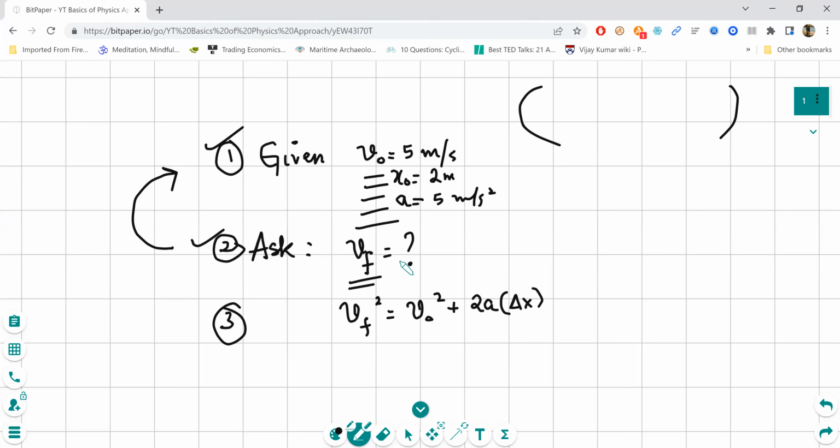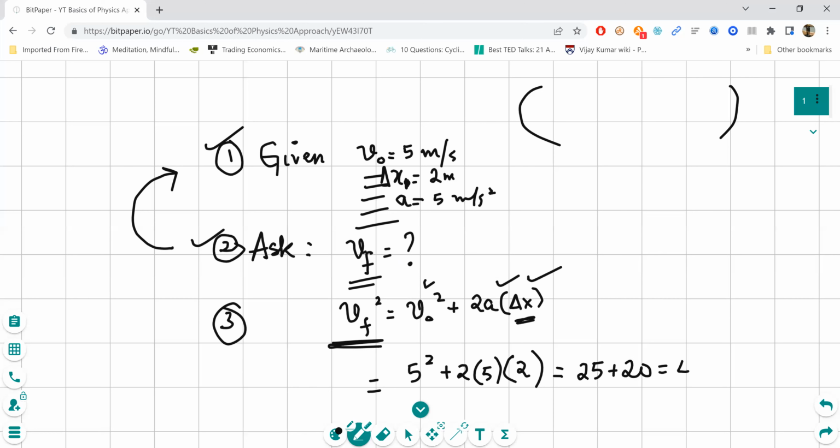And so we have this, and we have this, and so we can find final velocity would just be as simple as 5 squared plus 2 times 5 times this is the change in position. So let's just assume the given one was the change, and that's going to be 2. So it's going to be 25 plus 10 times 2, 20, which is 45. That's v final squared. So v final would just be square root of 45, and that would be in meters per second. So this is the universal method to problem solving that I use in physics with my students.